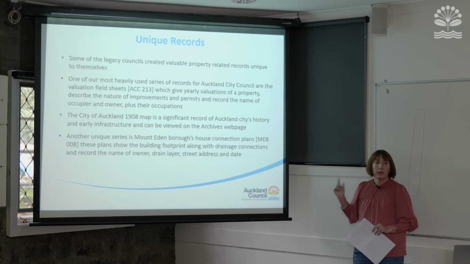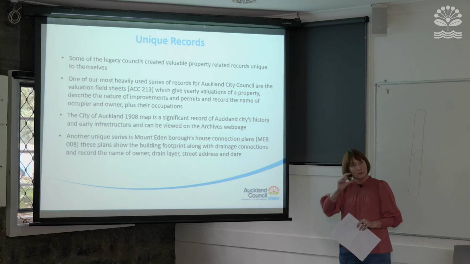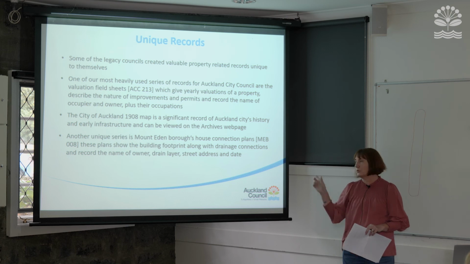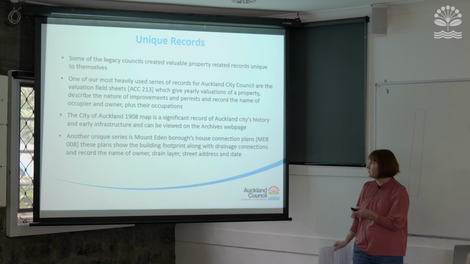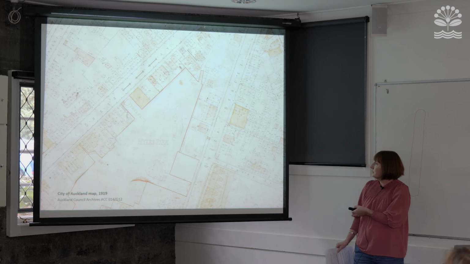And they also have house connection plans. These are the drainage plans I was talking about. These are really neat. So you get an idea of what size your house looked like. So you might find that actually what you've got now is slightly bigger because they shoved on some extra rooms post the drainage connections. Plus it also gives you the name of the owner and the name of the drain layers. So that's an example of the 1908 map that's showing Myers Park.